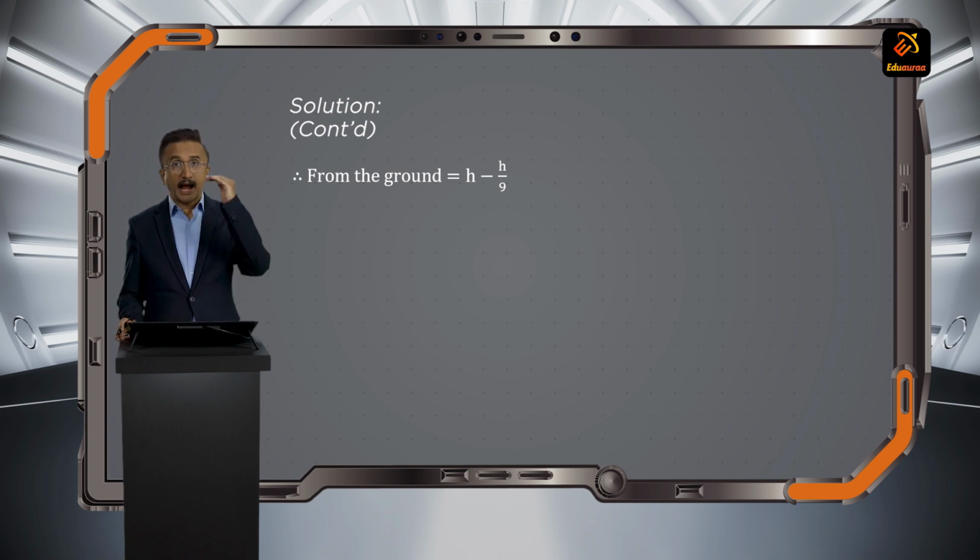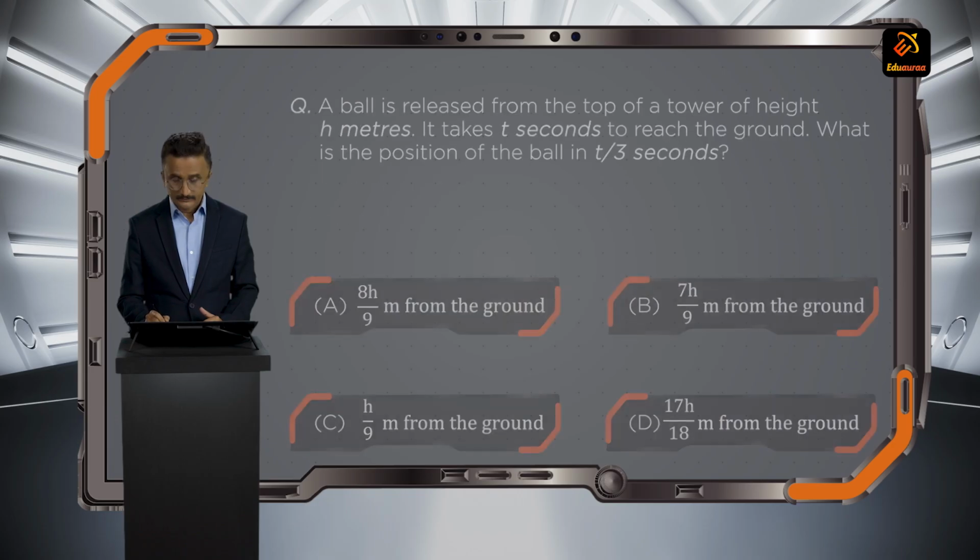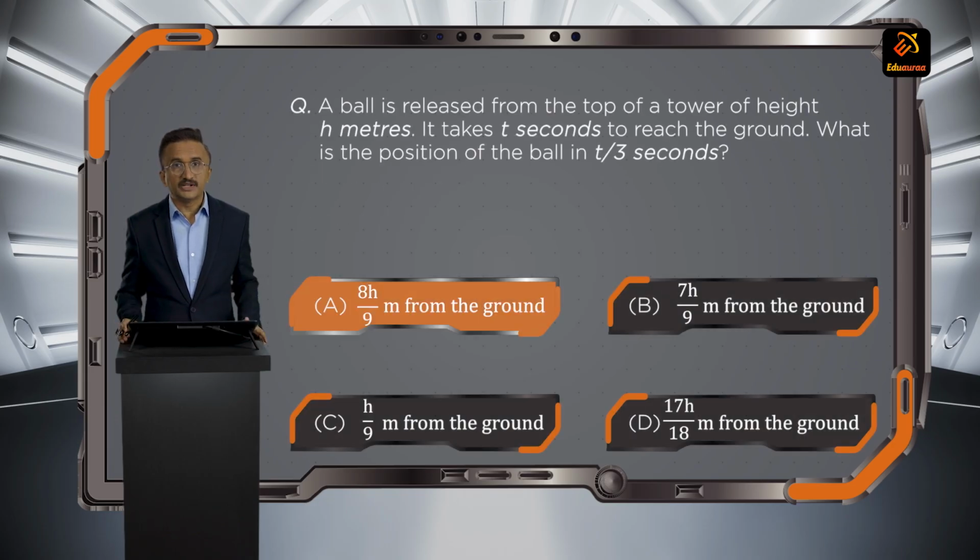what is the total height of the tower? It is h. So it is h minus h by 9. So it is 9h minus h, so it is 8h by 9. So the correct option is option A. It is 8h by 9 meter from the ground.